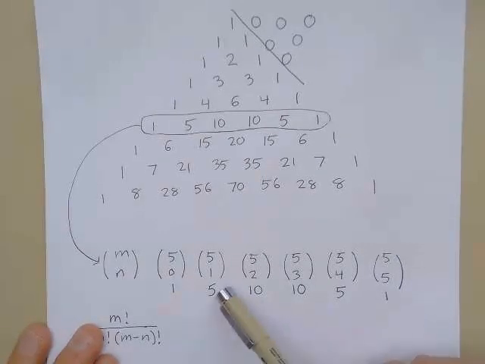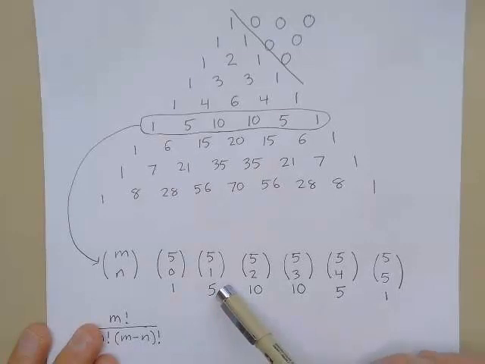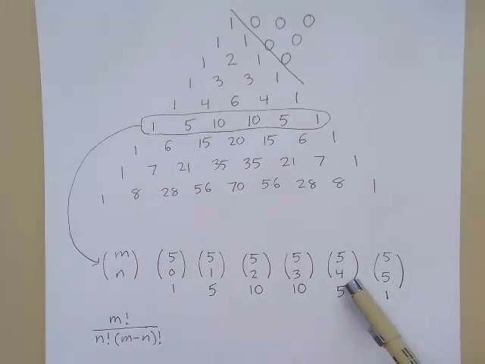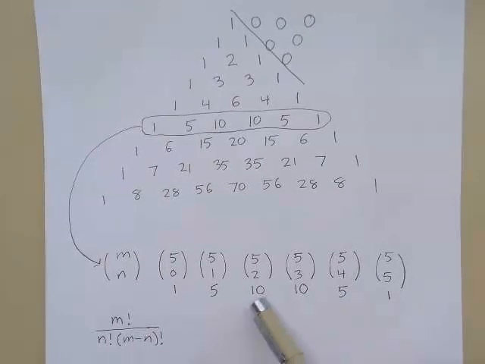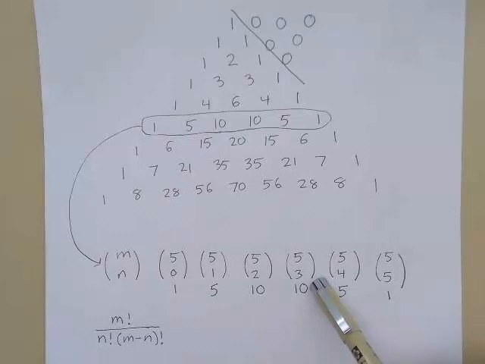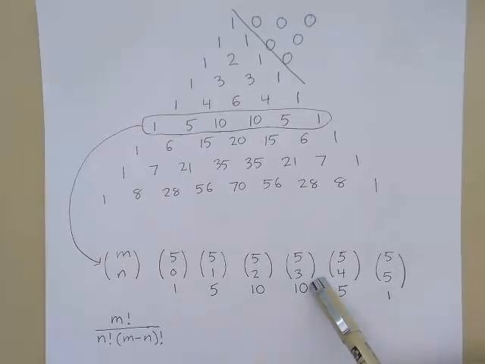There are going to be 5 ways of selecting one of the objects, because I could select any one of the 5. There are also 5 ways of selecting 4 of them, because I could leave out any one of the 5. There's going to be 10 ways of selecting 2 objects. That takes a little bit more thought. Also 10 ways of selecting 3, because there's going to be 10 ways of leaving out 2 of them.